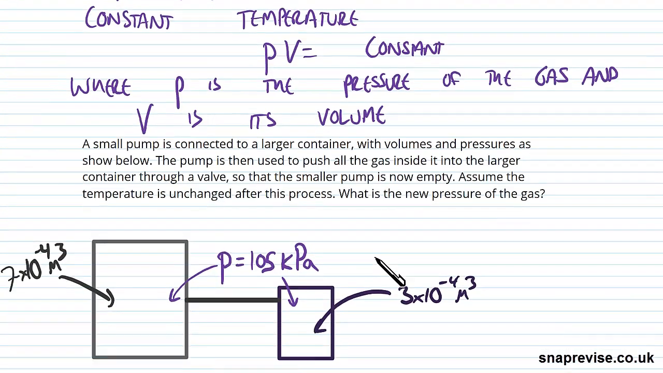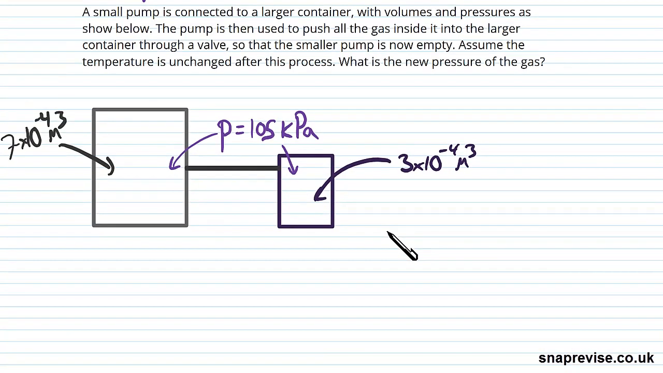Then we've just got one quick question here, which is that a small pump is connected to a larger container with volumes and pressures as shown below. The pump is then used to push all the gas inside it into the larger container through a valve, so the smaller pump is now empty. Assume the temperature is unchanged after this process. So what is the new pressure of the gas?